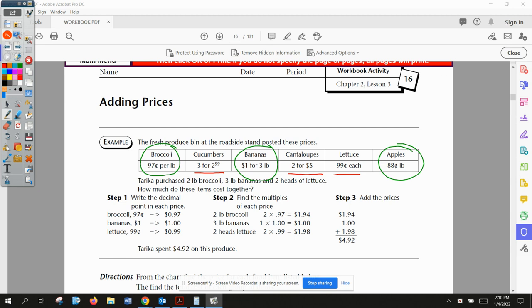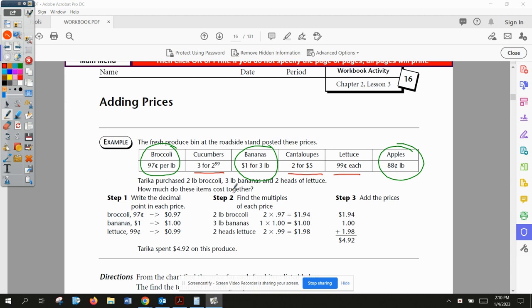Other times, they might bundle fruits and vegetables together. For example, cucumbers. If you want to buy 3 of them, it's going to cost you $2.99. And usually you buy them in sets of 3. If you want more than 3, you might buy a set of 6, and that would mean you would buy 2 packages that are each $2.99. Or cantaloupes are 2 for $5. If you need more than 2 cantaloupes, maybe you need 4 of them, you're going to spend $10 because 5 times 2 is 10.